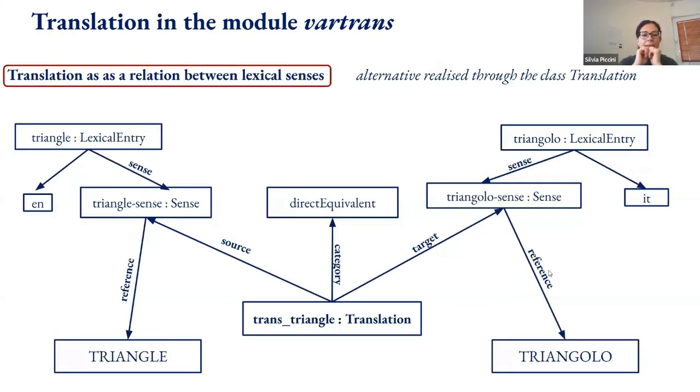Thanks, Christoph. And then we have the class translation, okay? And we have the sense of triangle in English and the sense of triangolo in Italian that are source and target, respectively, of an instance of the class translation. And triangolo and triangle are linked to the same concept. Sorry, we have two concepts, but just one concept, okay?